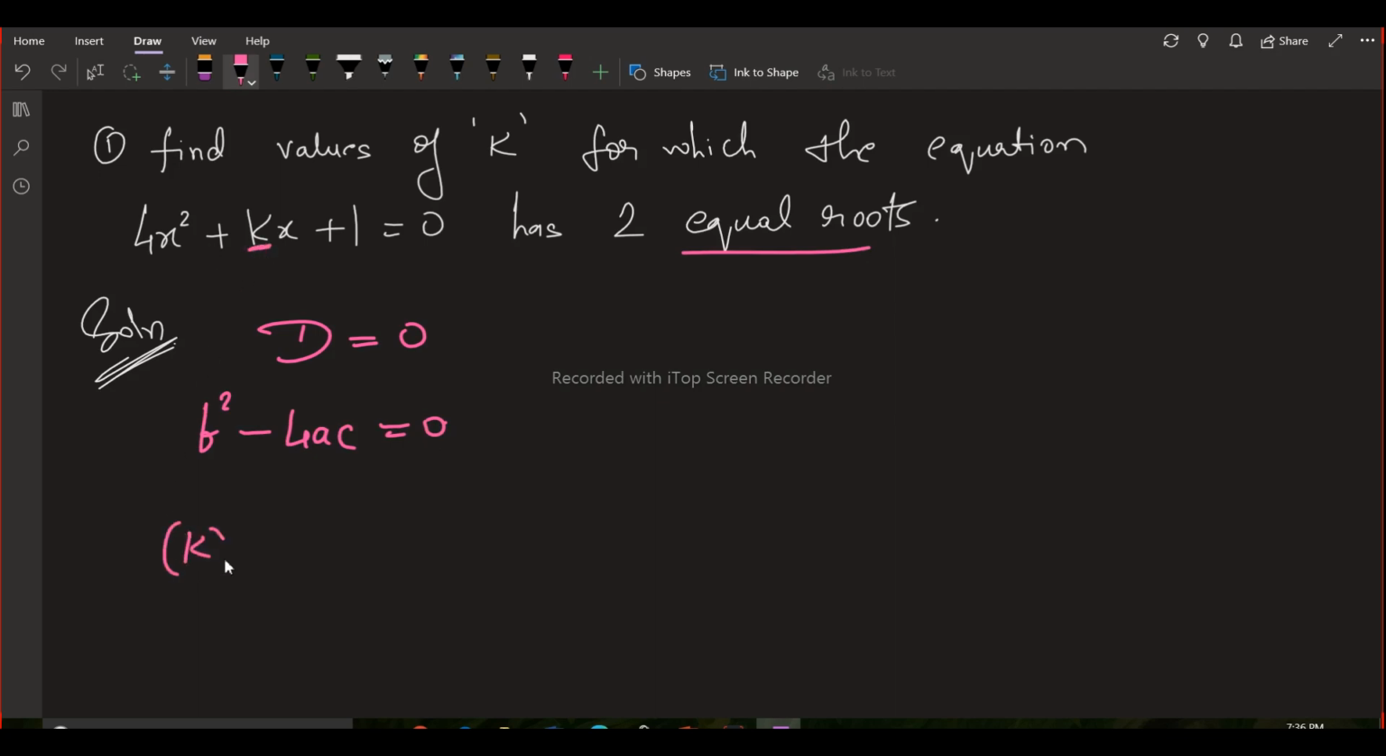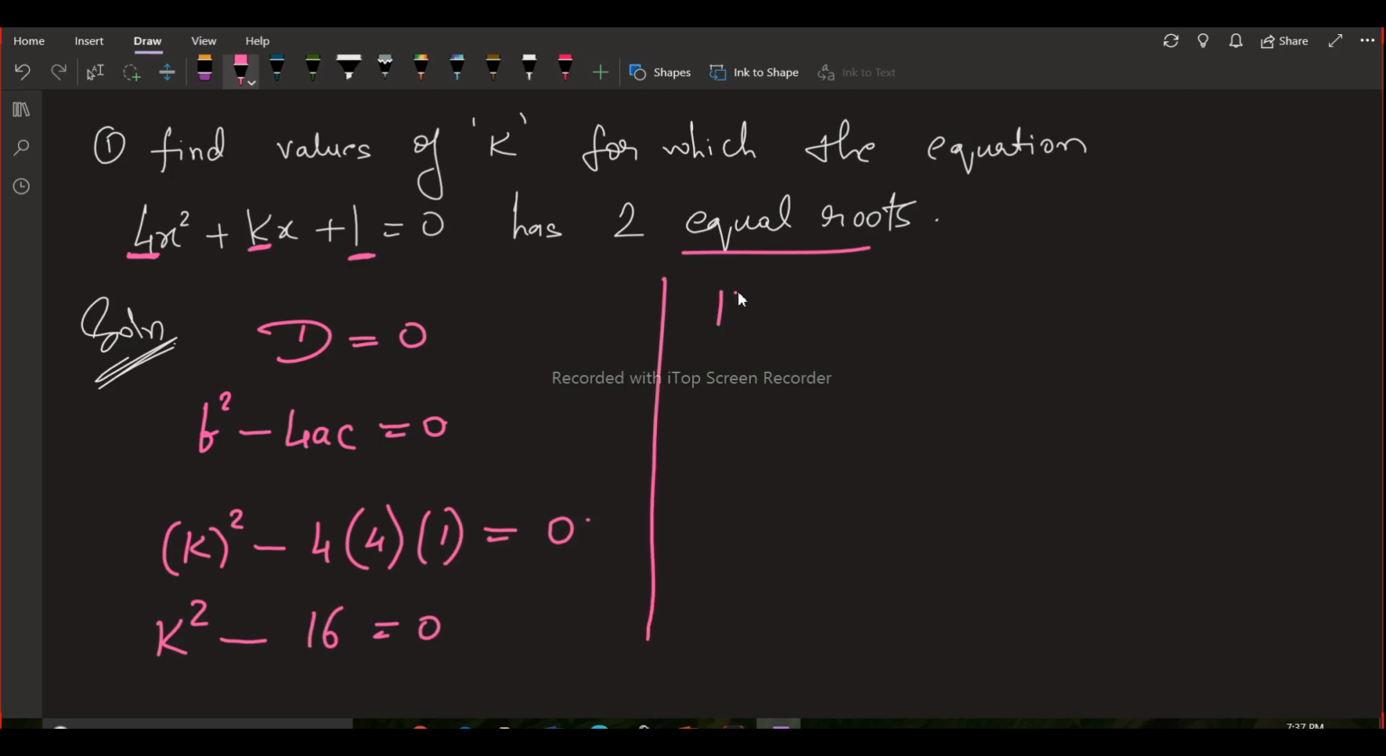So k square minus 4ac. What is a? a is 4. What is c? c is 1. This is equal to 0. So k square minus 16 equal to 0. So now (k minus 4)(k plus 4) equal to 0. So k is equal to 4 or k is equal to minus 4. So this is your answer, right?